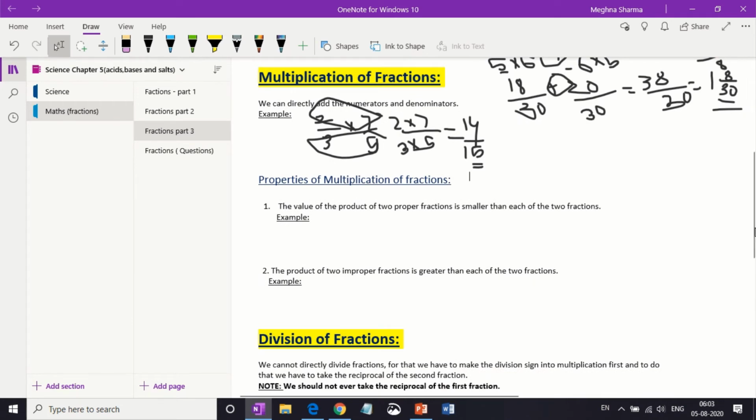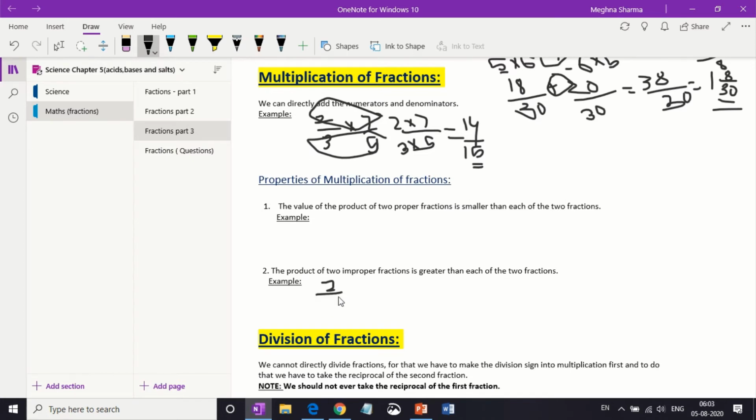These are some points which you have to remember and are very important. The value of the product of two proper fractions is smaller than the two fractions. What does this mean? The product of two proper fractions. Now let me take the product of two proper fractions.